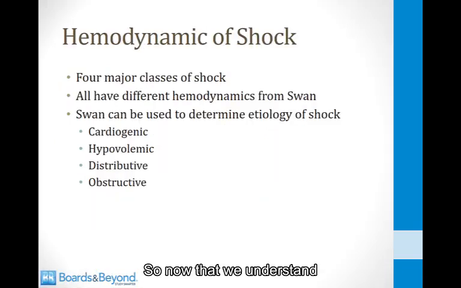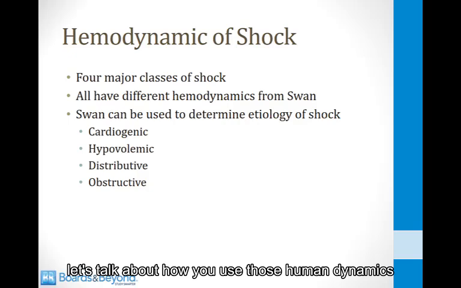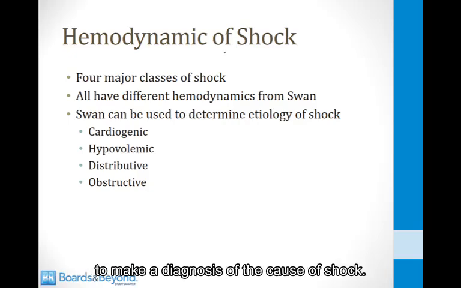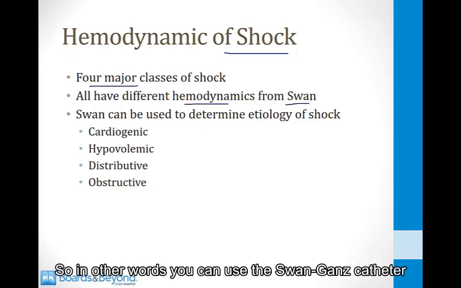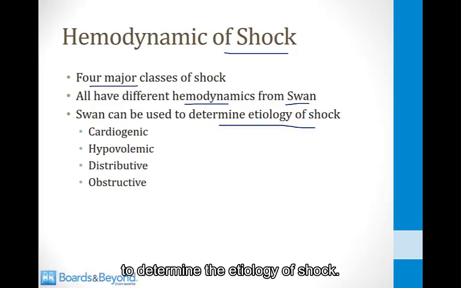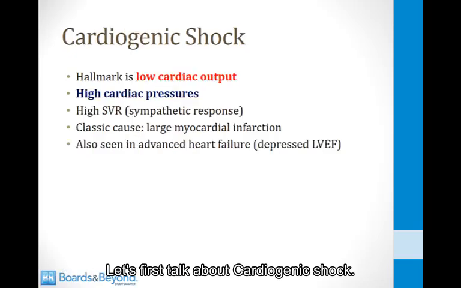So now that we understand how the Swan-Ganz catheter is used to determine hemodynamics like filling pressures and the cardiac output, let's talk about how you use those hemodynamics to make a diagnosis of the cause of shock. So there are four major classes of shock, and they all have different hemodynamics as measured with a Swan-Ganz catheter. So in other words, you can use the Swan-Ganz catheter to determine the etiology of shock if it's not apparent from the physical exam and the clinical history. And the four major types of shock are cardiogenic, hypovolemic, distributive, and obstructive, and we'll talk about all of these in the next few slides. Let's first talk about cardiogenic shock.